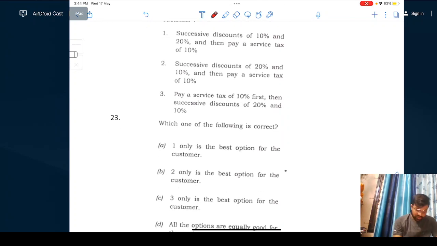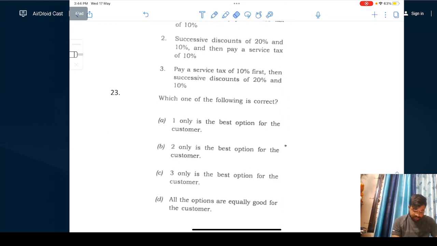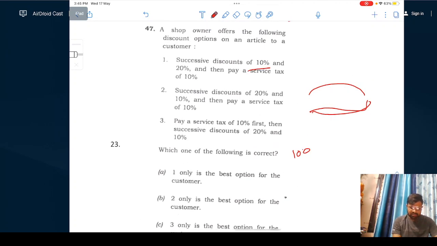23rd. Okay, 23rd is a very conceptual question. This is homework. You can check by successive discount. All the options are equal. You can check it like this. I will tell you one thing. First, a 10% discount is given, so it becomes 90. Then a 20% discount is given, so it becomes 72. Then 10% tax is added, so it will become 72 plus 7.2.